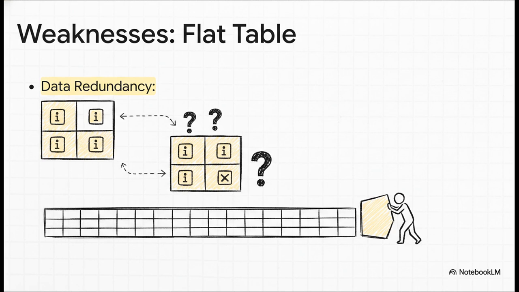I mean, think about it. If a customer's name is in 1,000 different sales rows, you're storing it 1,000 times. That's a ton of redundant data. And what happens if they get married and change their name? Well, now you've got to update it everywhere, and that is a data integrity nightmare waiting to happen. This model can also be super brittle and hard to scale when the business starts asking new questions.